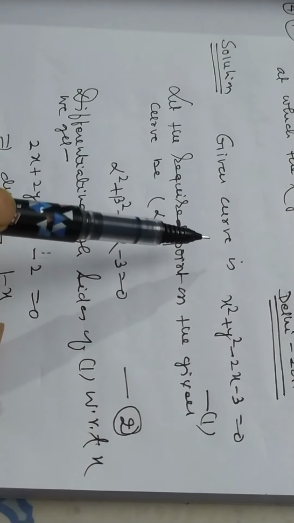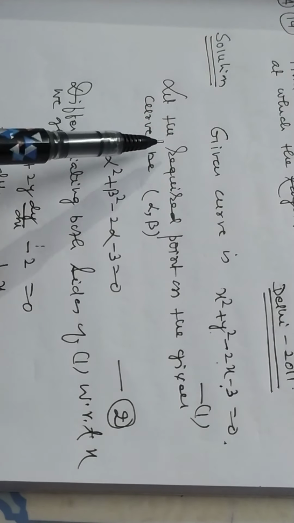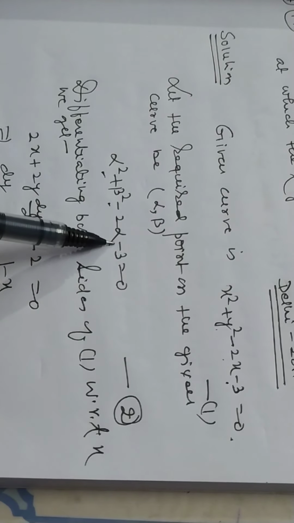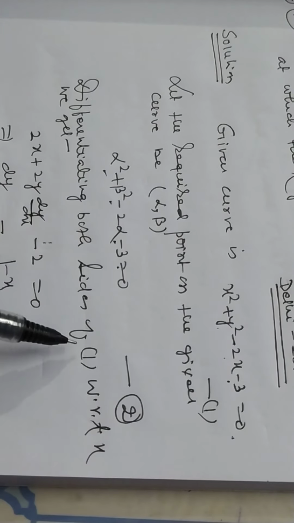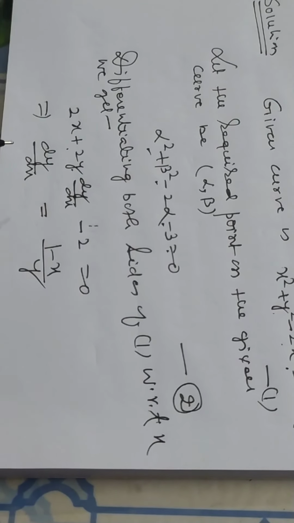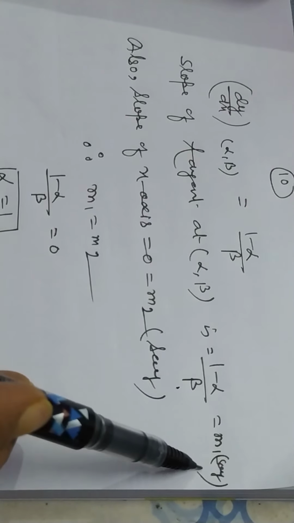Now, the given curve is x square plus y square minus 2x minus 3 is equal to 0. Is it clear? Let the required points on the given curve be alpha beta. Then we have alpha square plus beta square minus 2 alpha minus 3 is equal to 0. This is equation 2. Differentiating both sides of first with respect to x, we get 2x plus 2y dy by dx minus 2 is equal to 0, so dy by dx is equal to 1 minus x by y. Now dy by dx at alpha beta is 1 minus alpha by beta. The slope of tangent at alpha beta is 1 minus alpha by beta, that is m1 say.